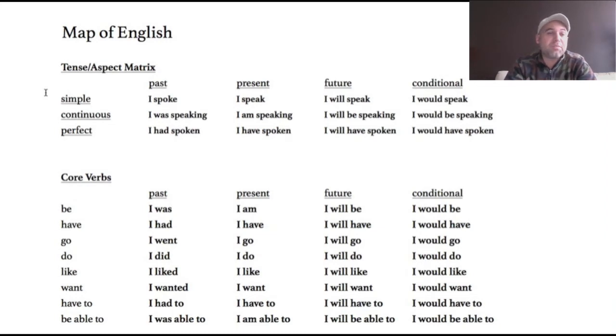Some languages have a simple, continuous, and perfect aspect. Some languages don't have perfect. Some are very heavy with perfect, and so on and so forth. But the way English works is simple, continuous, and perfect, and past, present, future, conditional. And so: I spoke, I speak. This is all simple. So I spoke, I speak, I will speak, I would speak. I was speaking, I am speaking, I will be speaking, I would be speaking, I had spoken, I have spoken, I will have spoken, I would have spoken, okay?